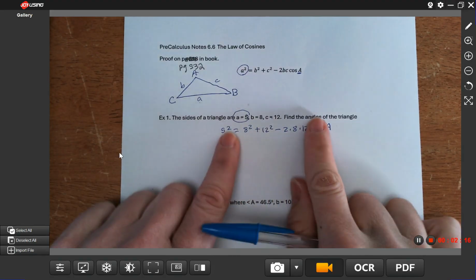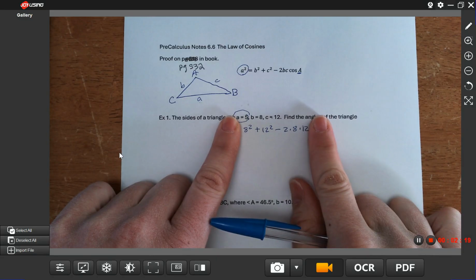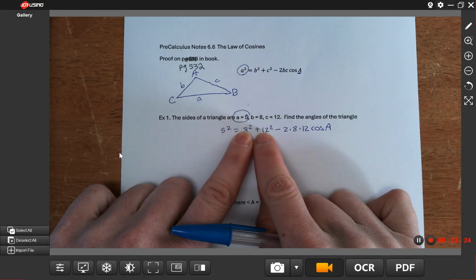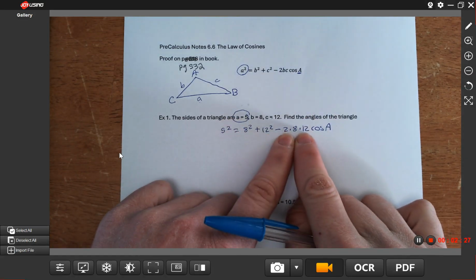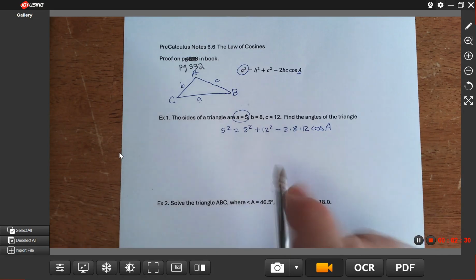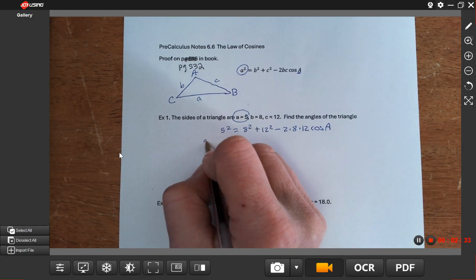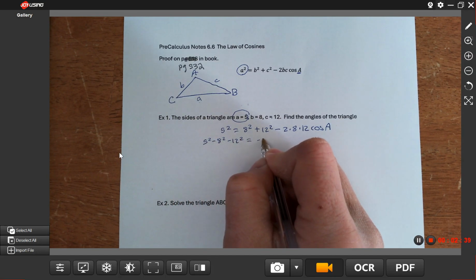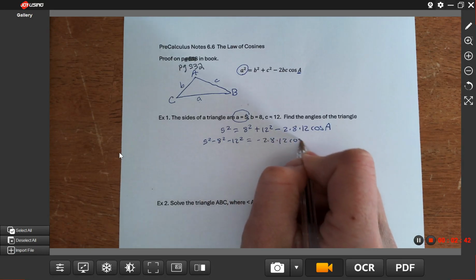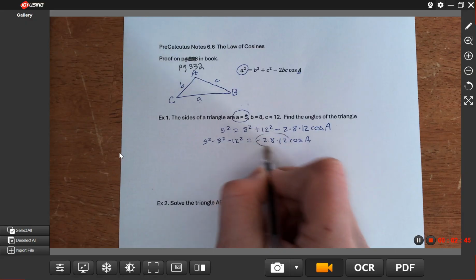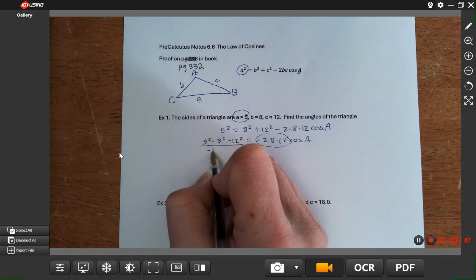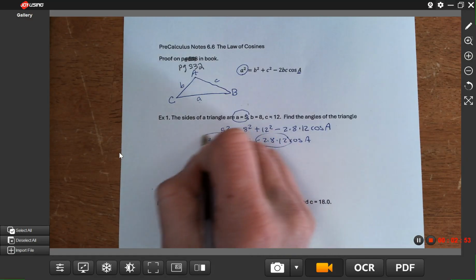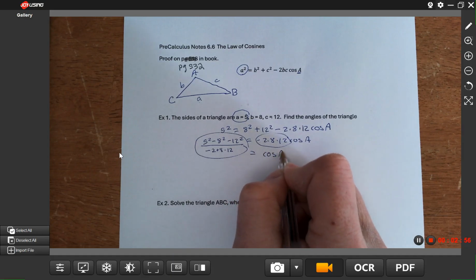You cannot combine all of these number values together because these are factors with cosine and these are terms. So these are attached to the cosine. So we can subtract 8 squared and 12 squared. So we have 5 squared minus 8 squared minus 12 squared equals negative 2 times 8 times 12 cosine of A. And then we can divide by negative 2 times 8 times 12. So that expression is going to equal cosine of A.